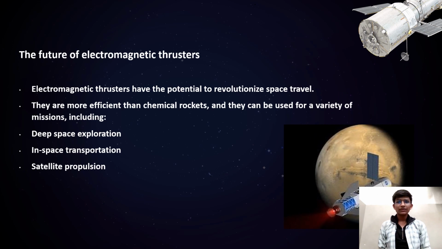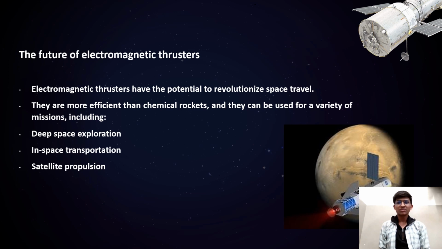Now, the future of electromagnetic thrusters. Electromagnetic thrusters have the potential to revolutionize space travel. They are more efficient than chemical rockets and they can be used for a variety of missions, including deep space exploration. Electromagnetic thrusters can be used to send spacecraft to distant planets and moons.